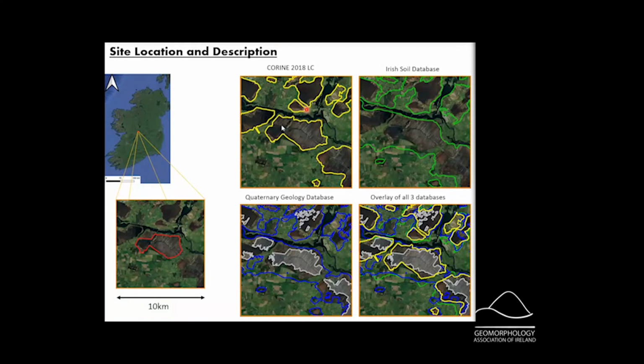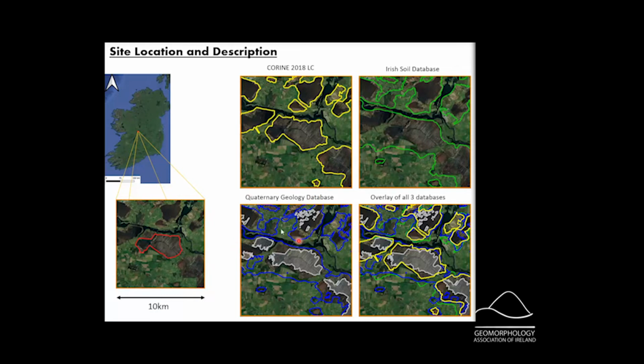The first image here is from the CORINE 2018 land cover database, and I've highlighted the area that it classifies as peat in yellow. This data is derived from optical satellite data and appears to highlight the peat on this site quite well. Next, we're looking at the Irish Soil Information System classification for this site, where again I've highlighted the area of peat, this time in green. These data are derived from multiple environmental variables, and it produces a probabilistic map of soils at 1:250,000 scale.